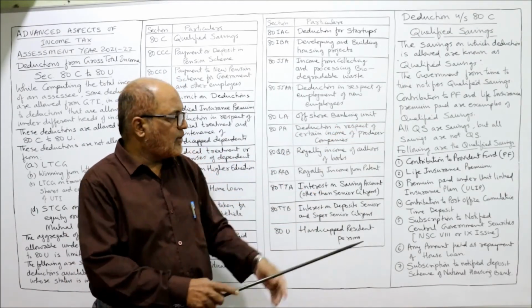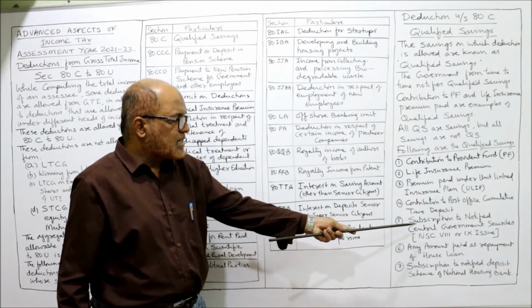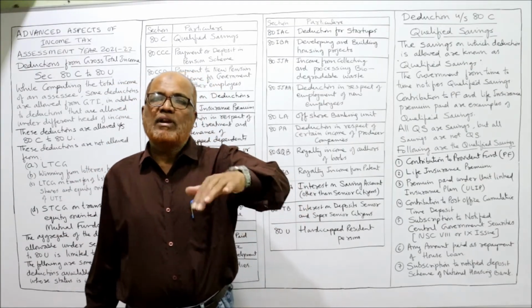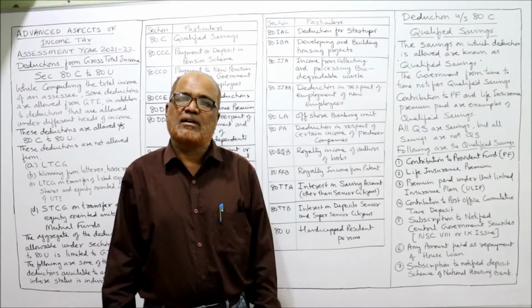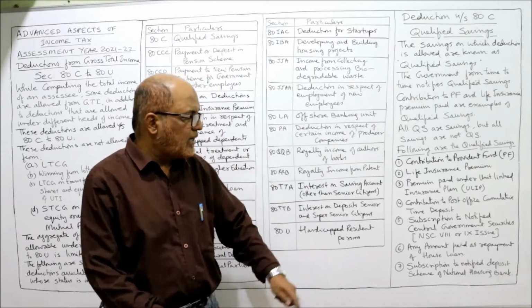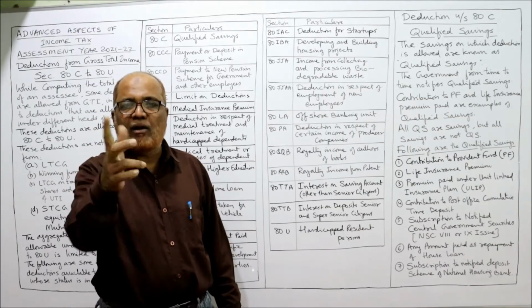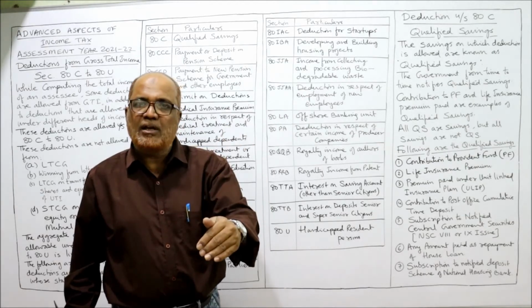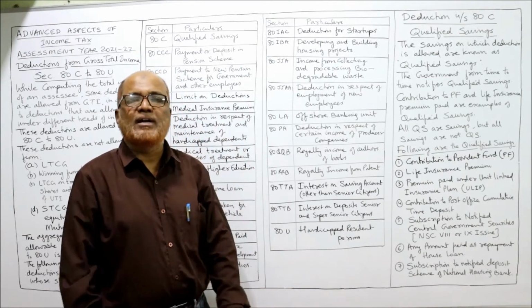So you have to listen carefully. Contribution to post office cumulative time deposit, then subscription to notified central government security. Central government will issue security from time to time. Best example, National Savings Certificate, NSC, 8th issue and 9th issue. These are the government securities which are issued by government. So if the public has purchased those securities, if the SSC has purchased the security, it is called qualified saving.